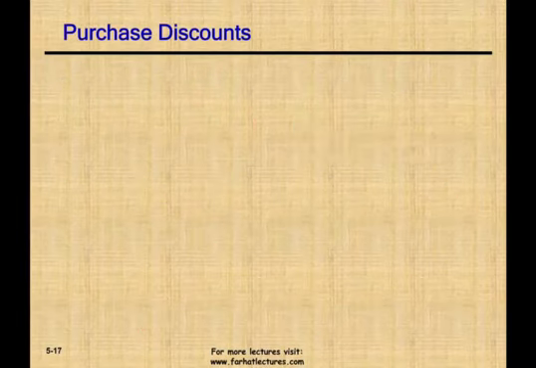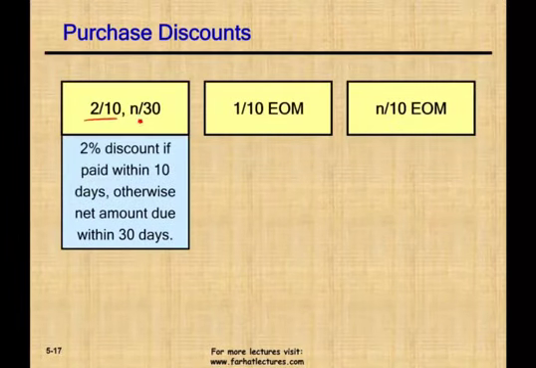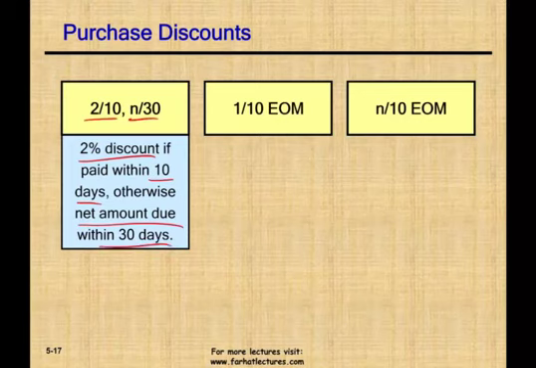Now, when we show the discount, we could show it in many ways. So here's how it could show: 2/10 and 30. It means 2% if you pay within 10 days. Otherwise, the amount is due in 30 days. Or we can show it 1/10 EOM.